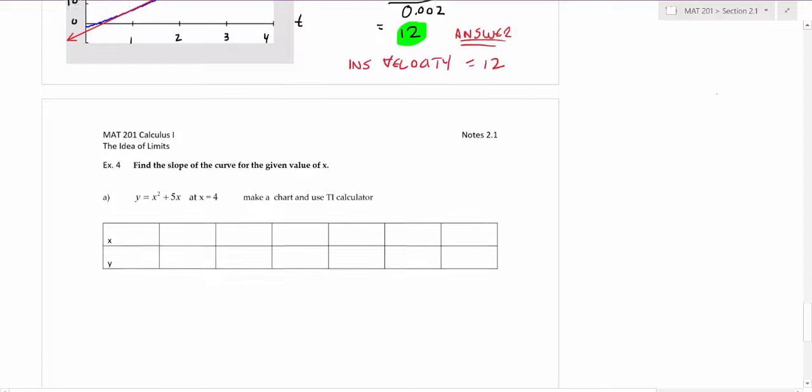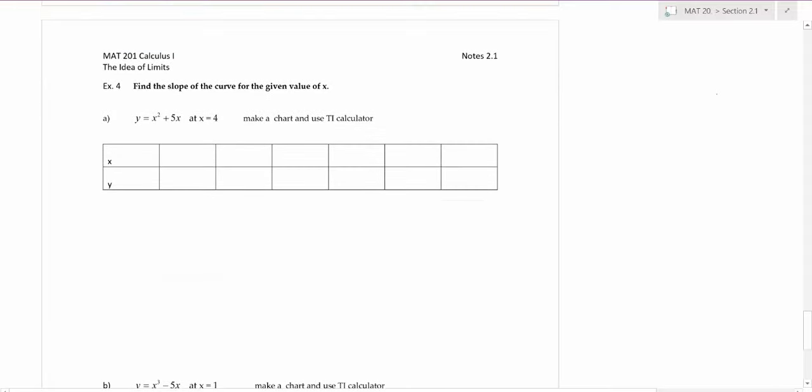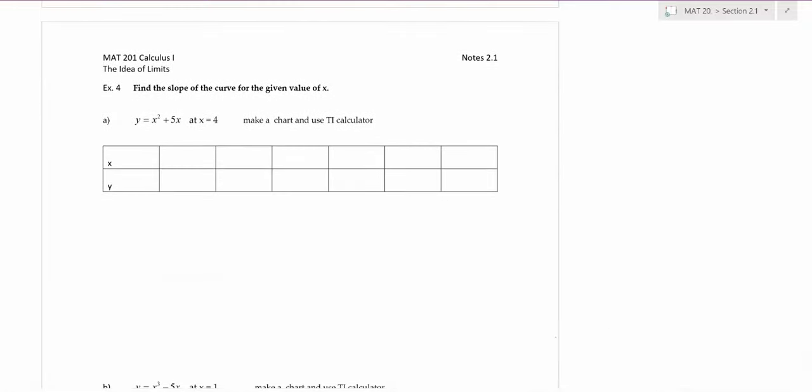Okay, moving on to the next thing I want to look at. On this next one, we're going to look at this function. You have a quadratic, and we're going to estimate the slope of the curve. Now, if it's asking for the slope of a curve at a point, that's talking about a tangent line. That's not a secant line. You're only given 1 point. You're going to use a table of values to estimate this.